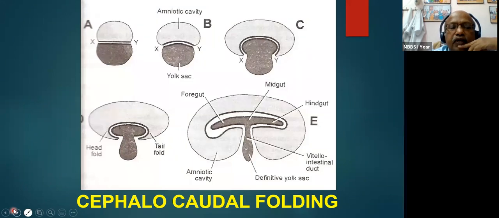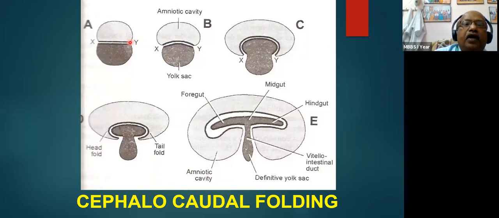This is the diagram I am frequently projecting, to understand what changes take place during cephalocaudal folding. Your amniotic cavity, present only on the dorsal aspect, after cephalocaudal folding completely encircles the fetus. You have to understand that point. During cephalocaudal folding, part of your yolk sac along with endoderm, this is the endoderm, this is your yolk sac, gets incorporated along with the embryo to form the primitive gut. That is what I am repeatedly saying.